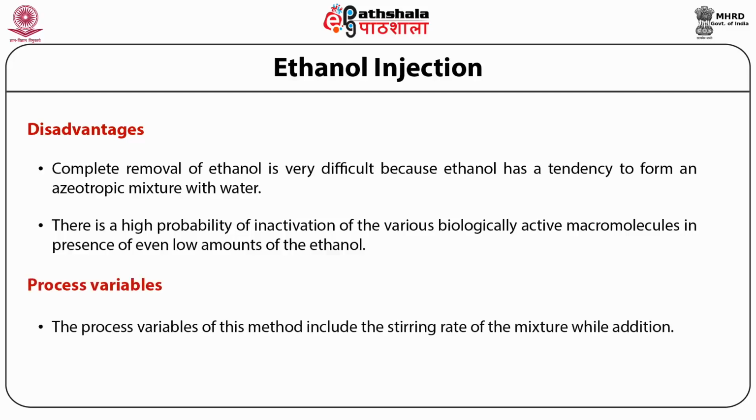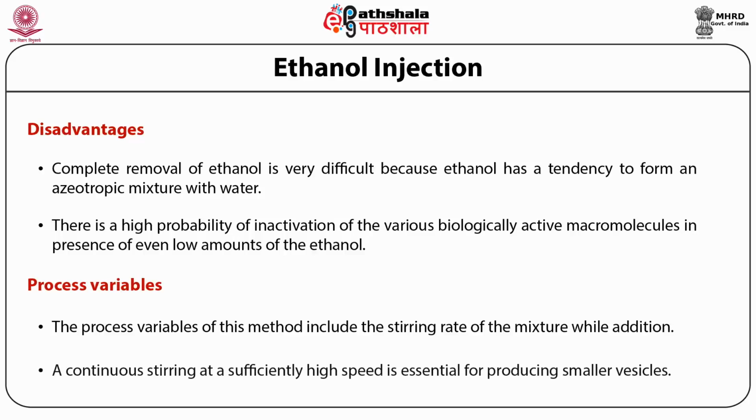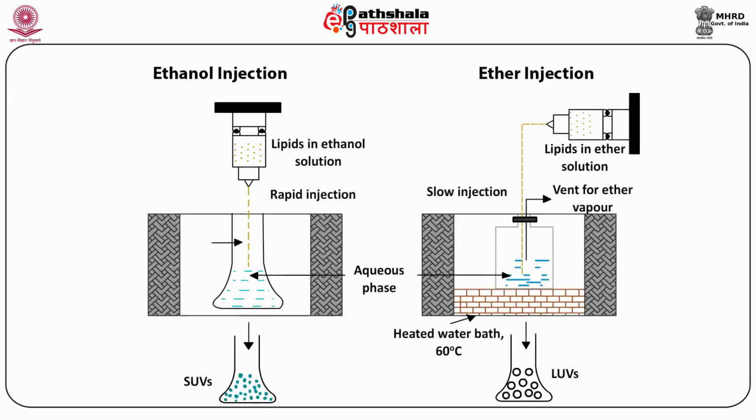The process variables of this method include the stirring rate of the mixture while addition. A continuous stirring at a sufficiently high speed is essential for producing smaller vesicles. The diagram is showing the ethanol injection method and ether injection method that we already discussed, and this is a diagrammatic representation of these two methods. Generally we can see in this diagram that small unilamellar vesicles are obtained by the ethanol injection method, while large unilamellar vesicles are formed in the case of the ether injection method.